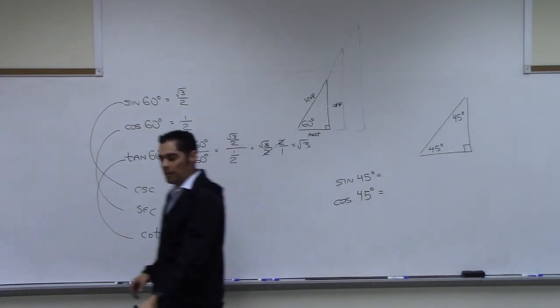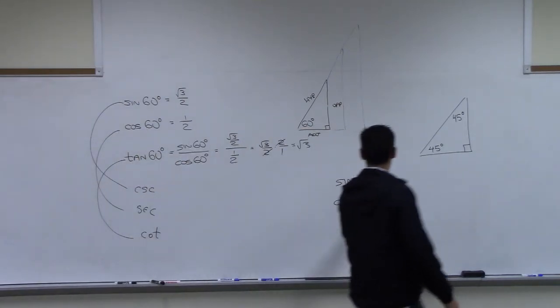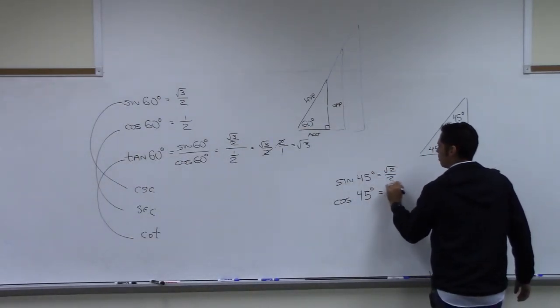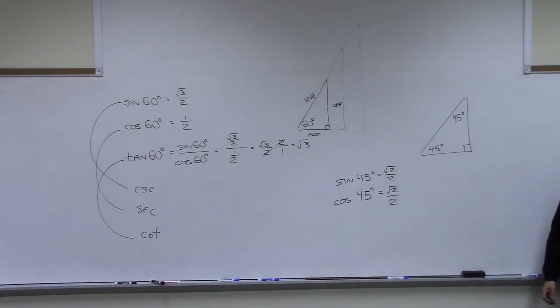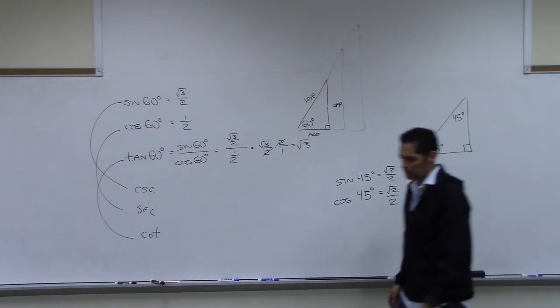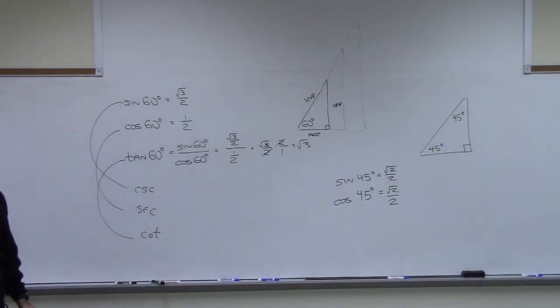Now, unfortunately, the number is not pretty. It's not like 1/2 or anything like that. It's root 2 over 2. Root 2 over 2. So you've got to memorize that one. Root 2 over 2. Irrational number.